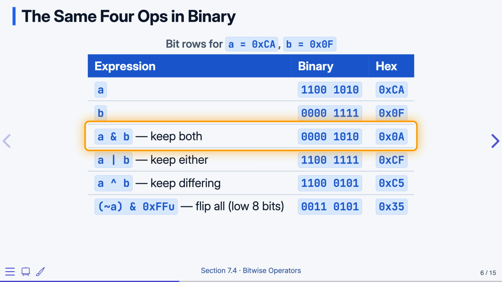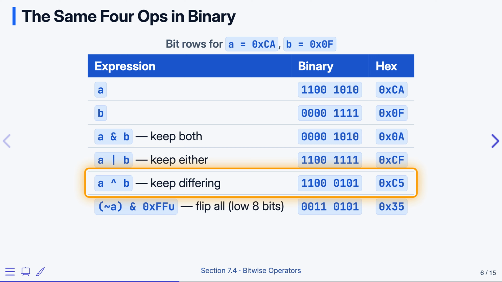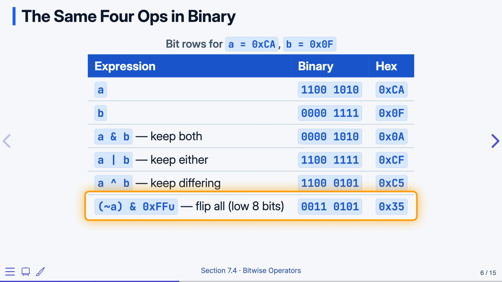A AND B keeps a 1 only where both had a 1, giving hex 0A. Here B acts as a mask, keeping the low 4 bits of A and zeroing the top. A OR B keeps a 1 where either had 1, hex CF. A XOR B keeps a 1 only where they differ, hex C5. And NOT A flips every bit, turning hex CA into hex 35. Each operator has a job: AND tests and clears, OR sets, XOR toggles, and NOT builds masks.